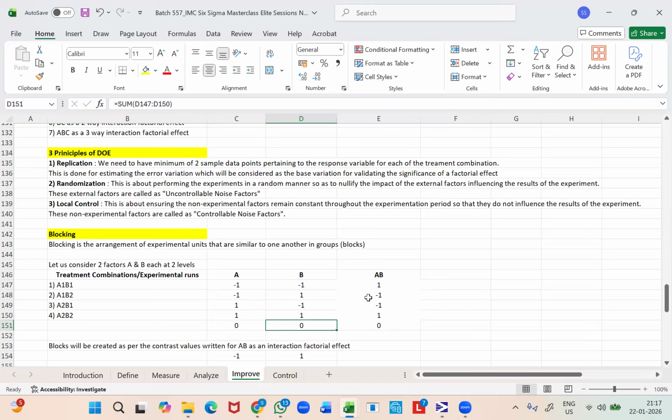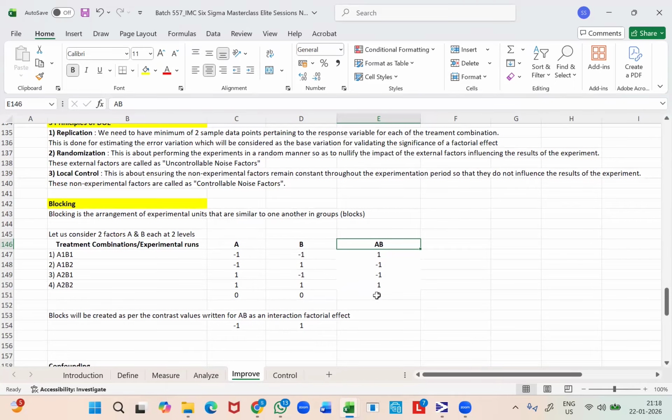Now for AB as an interaction factorial effect, we simply need to multiply the contrast values that we have already written for A and B as main factorial effects. That's it, right? So we get minus 1 into minus 1 is plus 1, minus 1 into plus 1 is minus 1, plus 1 into minus 1 is minus 1, plus 1 into plus 1 is plus 1. So here again, we will get the total as 0, meaning that we have come up with the correct contrast values for this factorial effect, right?